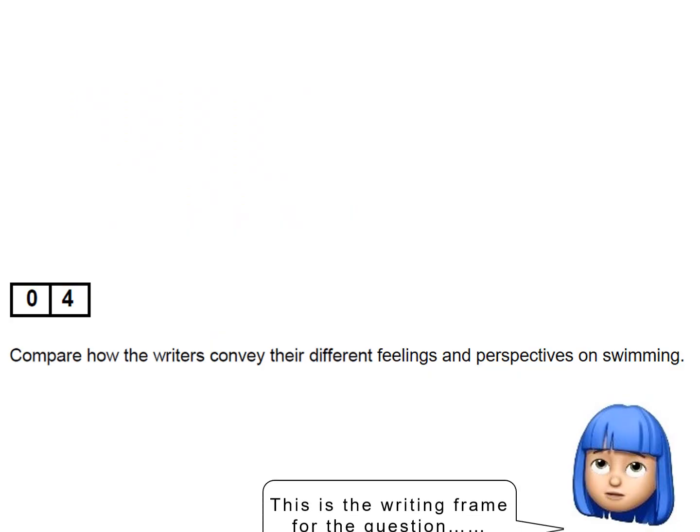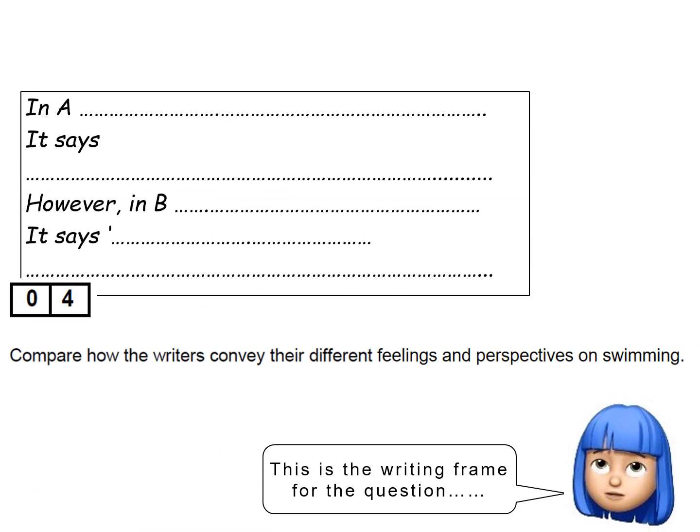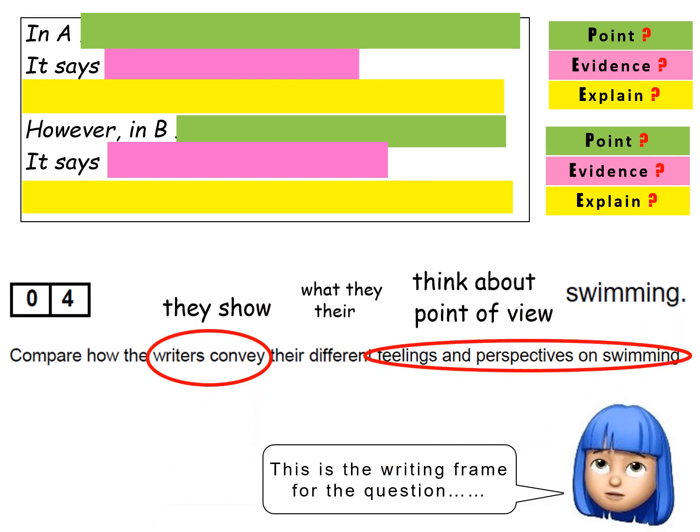Okay, so let's show you how you're going to write your answer once you've read it and you've got something to say. And you're going to use this same point evidence explain process. So it might look something like, in A, she thinks swimming's brilliant. It says, and you put a quote in that shows it's brilliant, and then you're going to say something about the word she's chosen to describe her experience of swimming. Then I'm going to go, however, in B, he thinks swimming's awful, maybe. It says, and then explain. So that's the process we're going through. So when you start reading, bear that in mind.